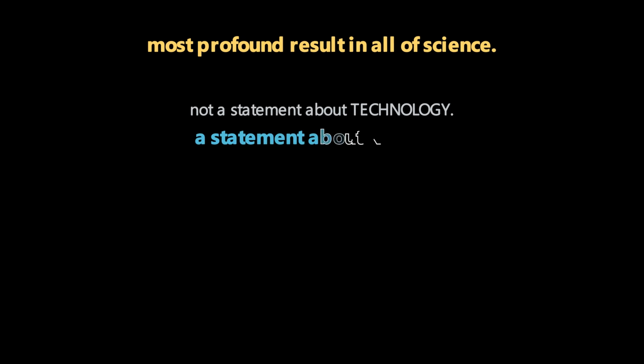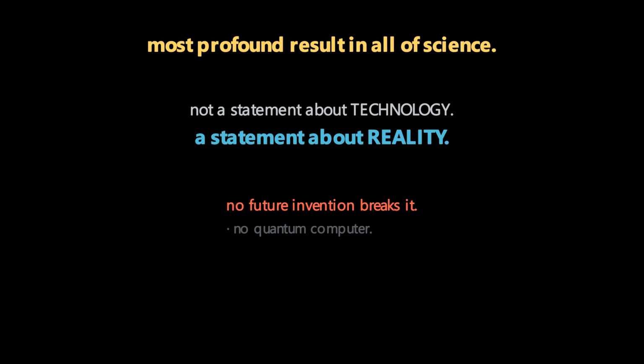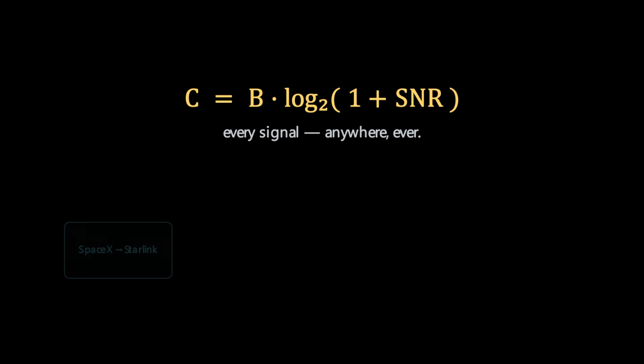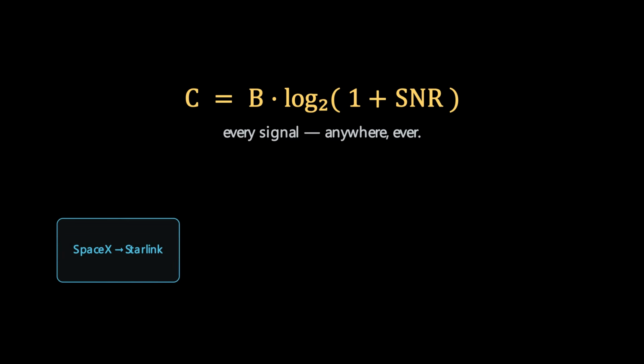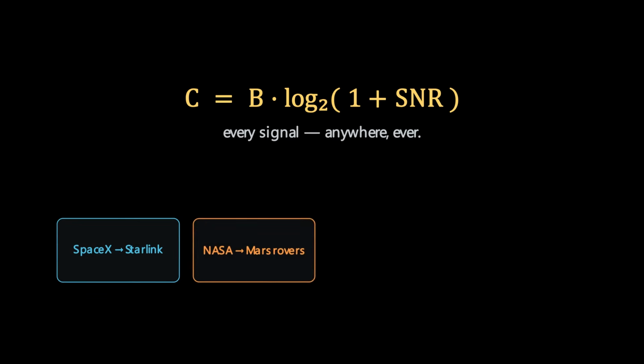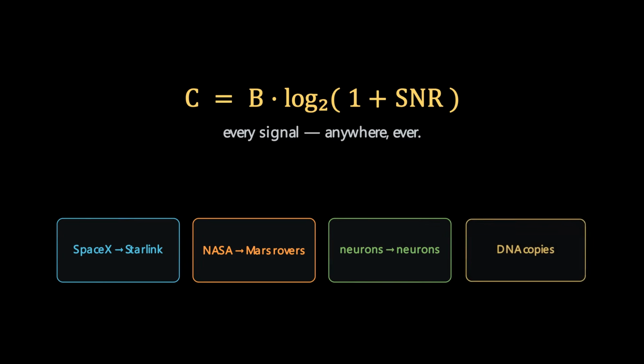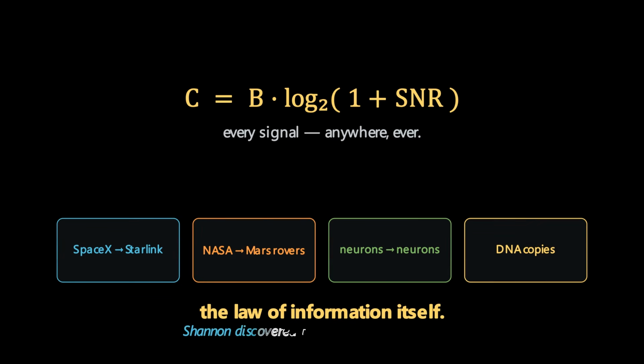It's not a statement about technology. It's a statement about reality. No future invention can break it. No quantum computer. No alien civilization a billion years ahead of us. Every signal, anywhere, ever, is bounded by C equals B times log base 2 of 1 plus SNR. When SpaceX talks to Starlink satellites, they obey this equation. When NASA talks to Mars rovers, they obey this equation. When neurons in your brain fire signals to each other, they obey this equation. When DNA copies itself, every base pair transmission obeys this equation. It is the law of information itself. Shannon discovered the speed limit on knowing.